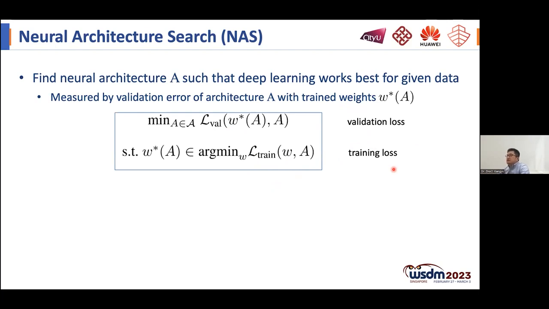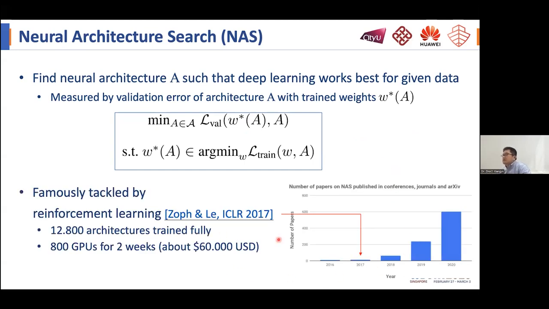Okay, so we call the upper formula the outer level problem or the architecture problem, and call the lower formula the inner level, which is to optimize the weights of the neural network. And so you can think this is a bi-level optimization problem. And this paper, Neural Architecture Search with Reinforcement Learning, was published at ICLR by Zoph and Le. And since this paper, the research direction of neural architecture search has hit the mainstream, and we have seen exponential growth of the number of NAS papers published every year.